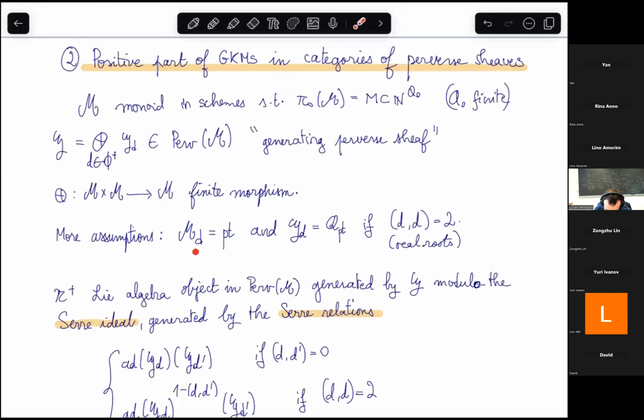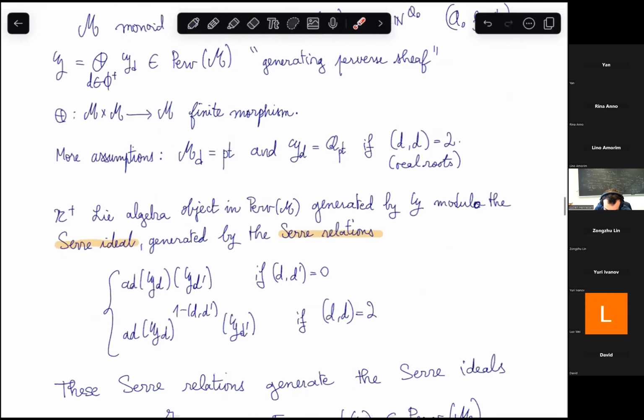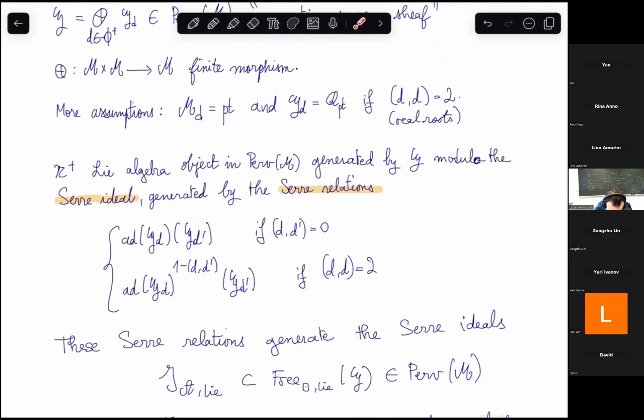The connected component of the monoid M corresponding to a real root D has to be a point, and the generating perverse sheaf, when D is a real root, has to be the constant sheaf concentrated on this point. And then we define N plus as the Lie algebra object in the category of perverse sheaves over the monoid M, generated by G, modulo the Serre ideal. The Serre ideal is generated as a Lie ideal by the Serre relations: the adjoint action of G_D on G_D prime is 0 if the pairing of D and D prime is 0, and the adjoint action of G_D applied some number of times to G_D prime is 0 when D is a real root.